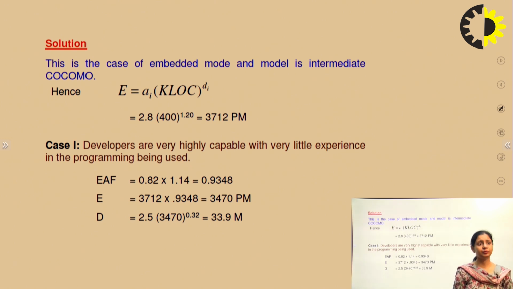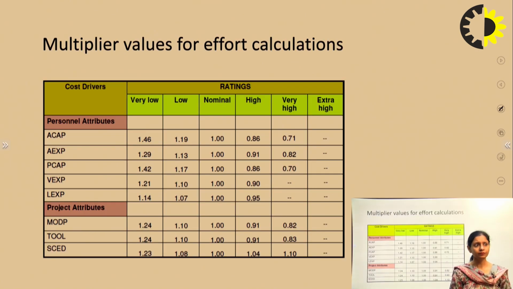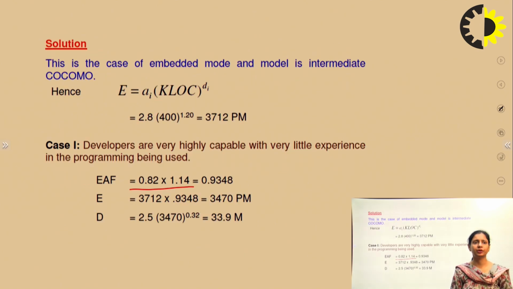Now, EAF would be, we have this as the formula where we have 1.14 to be multiplied by the factors over here. So, they talk about very highly experienced people. So, that is 0.82. So, we will be multiplying 1.14 with 0.82 to get the adjustment factor. This adjustment factor gets multiplied by the effort, and we get the value of the effort, and hence we calculate the development time with the formula C, the lines of code to the power D.